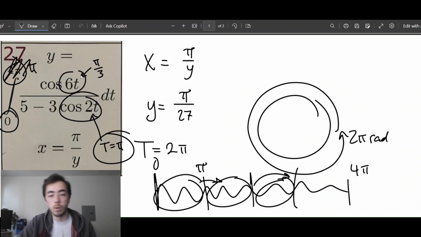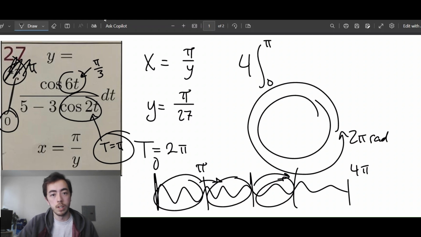I'm just going to ignore this 4 pi and think of the upper bound as pi, and I'll evaluate something like this instead, just multiplying by 4 in the end.